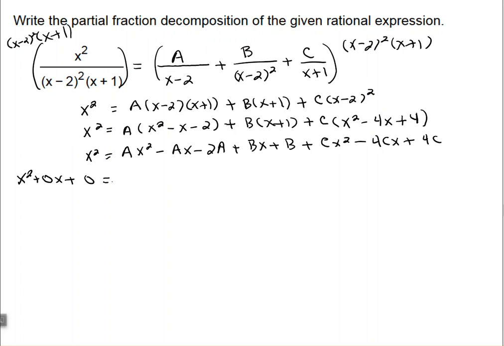All right. On the right-hand side, I have ax squared and cx squared. Plus, I have negative ax plus bx minus 4cx. 4 times c times x. And then I have plus negative 2a plus b plus 4c.